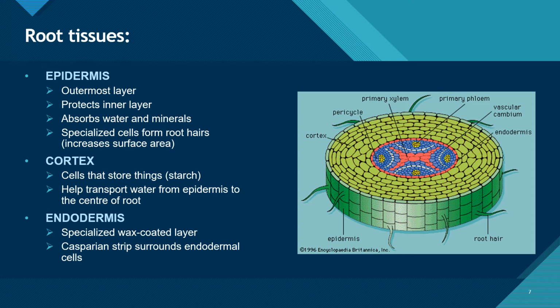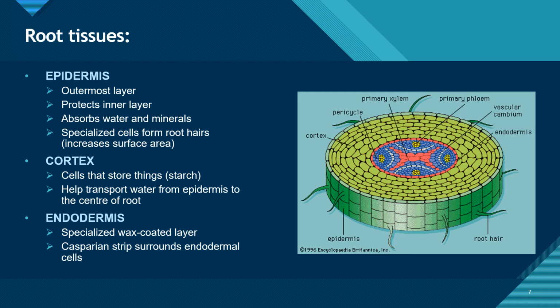Next, we have the root tissues. Just like we as humans have tissues, roots have tissues too. This is for both fibrous roots and taproots. They both have essentially the same root tissues. The epidermis is the outermost layer, and it protects the inner layer. It absorbs water and minerals, and specialized cells form root hairs, which you can see on the edge of that diagram there, and they increase the surface area, just like in our stomach. The little hair-like extensions in our digestive tract increase the surface area.